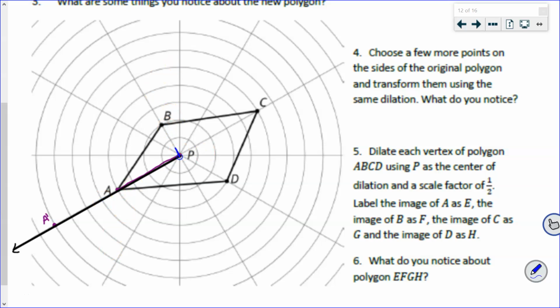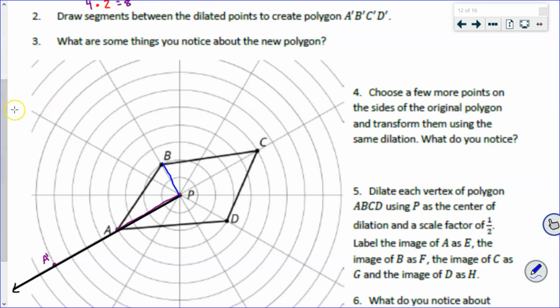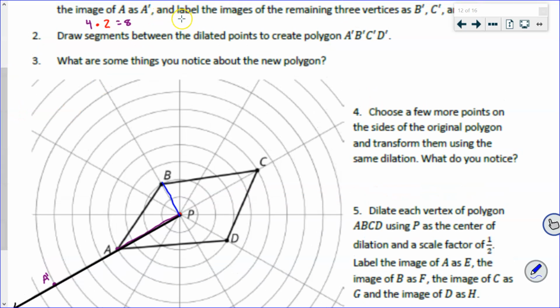How far away is B? 1, 2 away. So let's remember that. That means that this distance of 2, B is 2 away, but with the scale factor of 2, that means I'm going to be doubling that distance. So how far away is B prime going to be? 4 away. But it's going to be 4 away going in the same direction. So 1, 2, 3, 4. There's B prime.